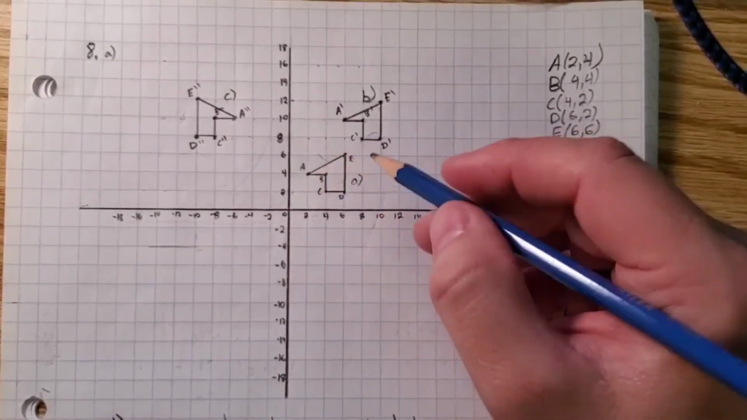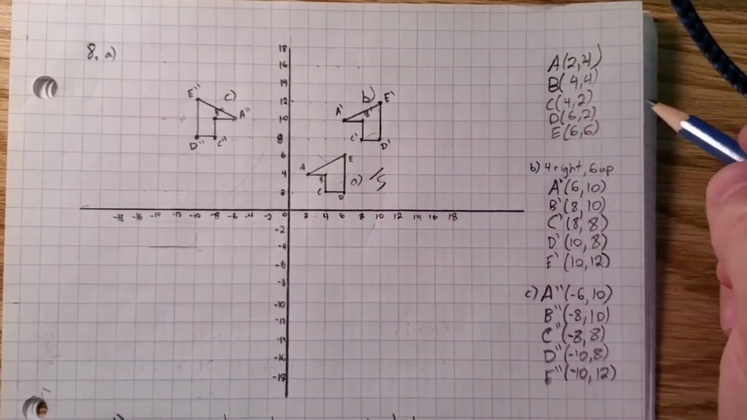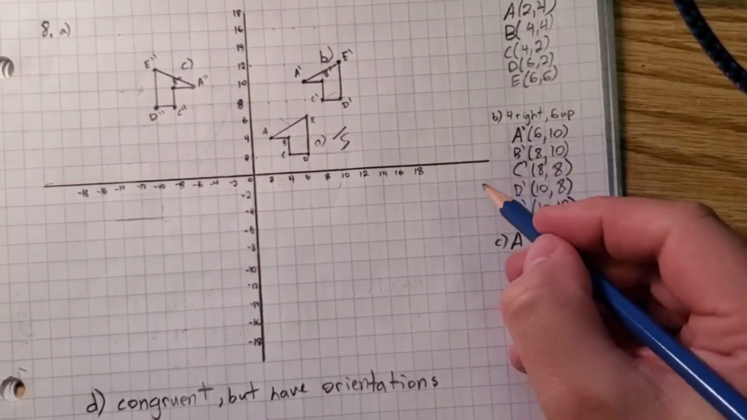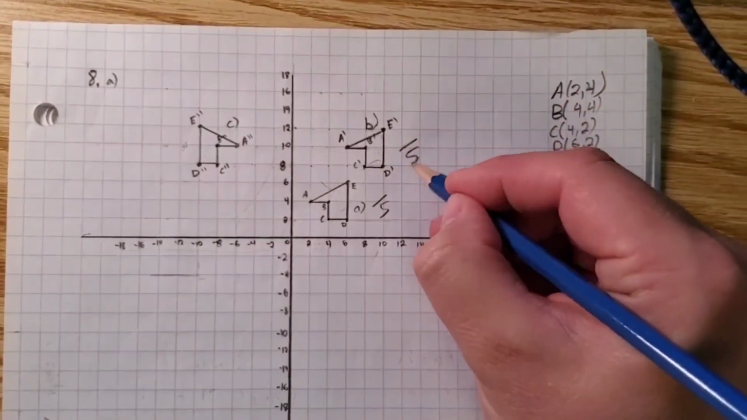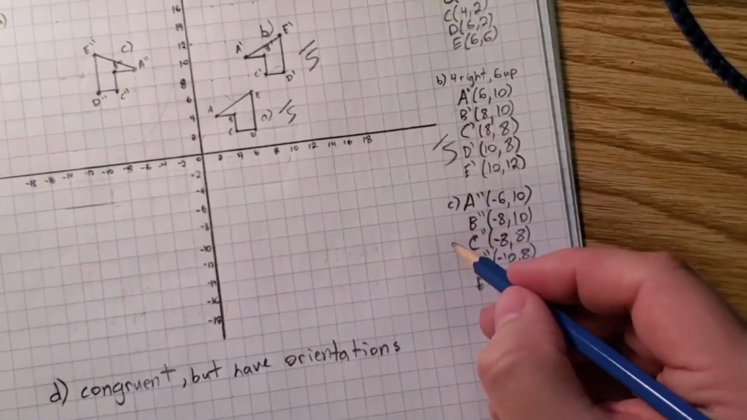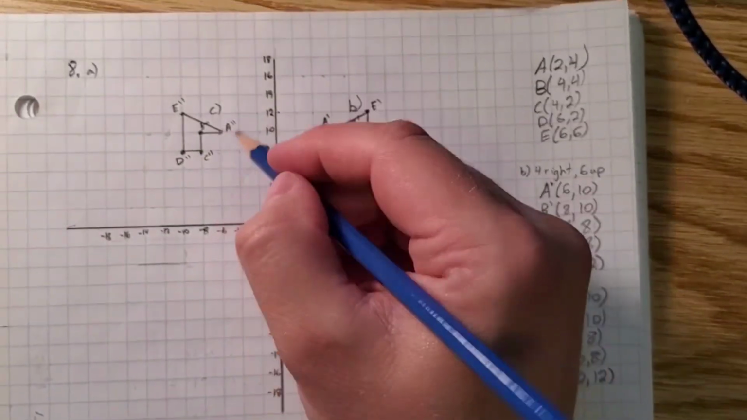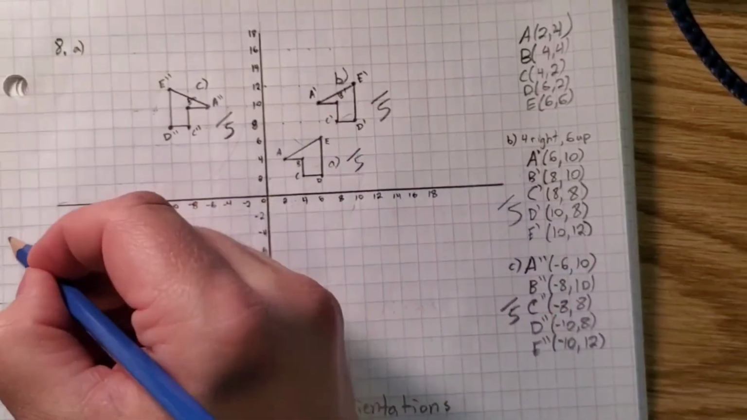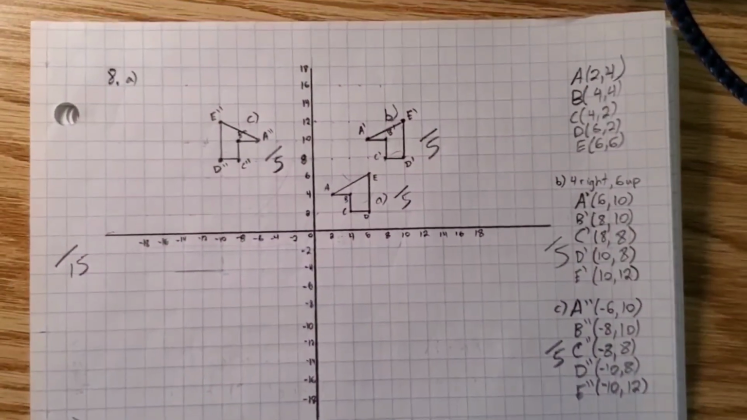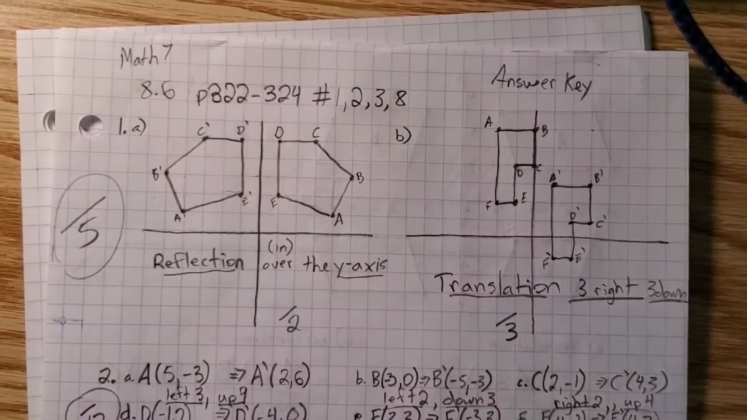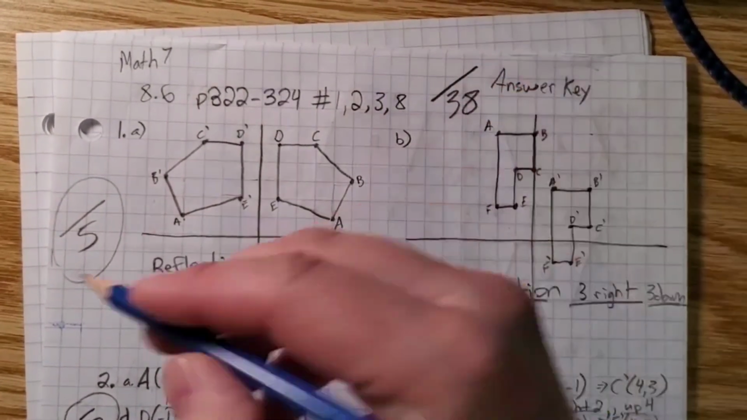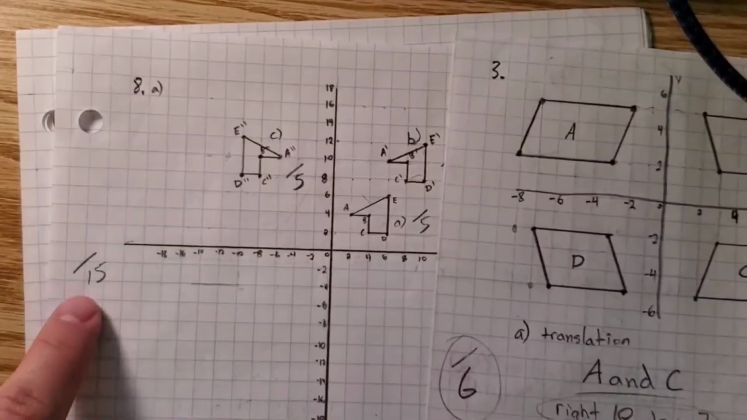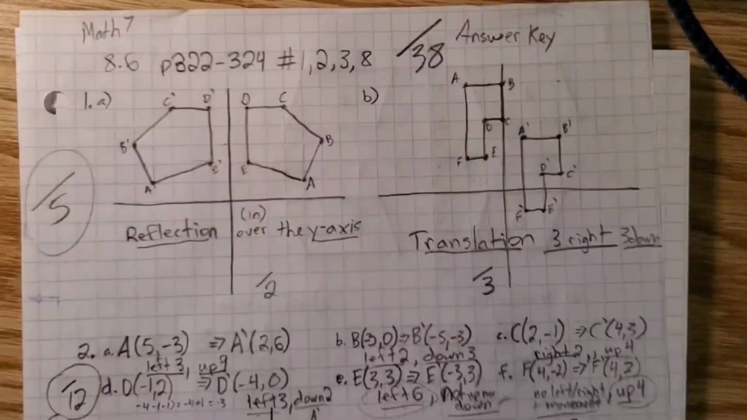So putting each of these points on the graph was 5 marks. For B, writing the coordinates, each of those was 5 marks, as well as putting on the graph was 5 marks. For C, writing the correct coordinates was 5 marks, and putting on the graph was 5 marks. So this was out of 15 marks for question 8. Making the whole assignment out of 38. 5 plus 12 is 17, plus 6 is 23, plus 15 is 38.